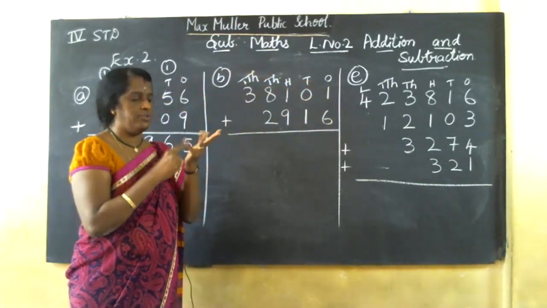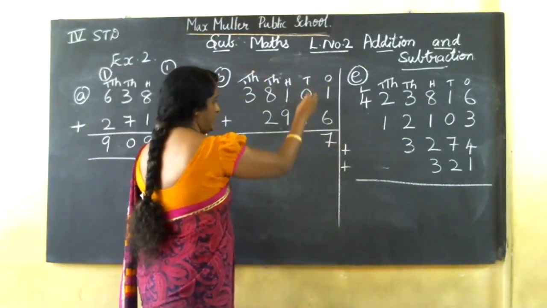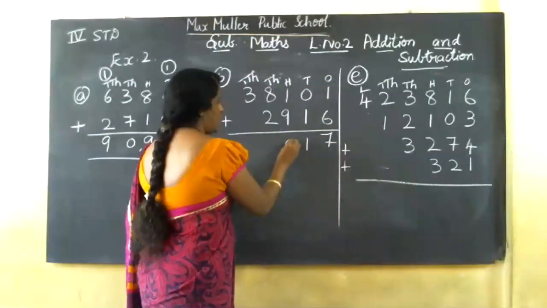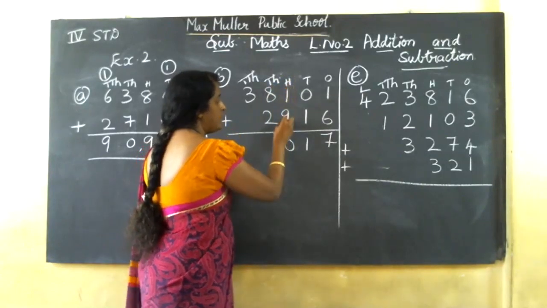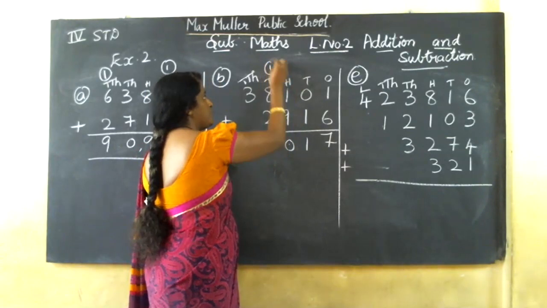After 1, 2, 3, 4, 5, 6, 7. 0 plus 1, 1. 9 plus 1, 10. 0. In 100 place you counted 1 plus 9 plus 1, 10. 1 will go for thousands place.